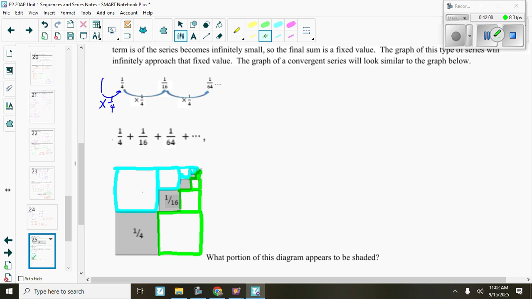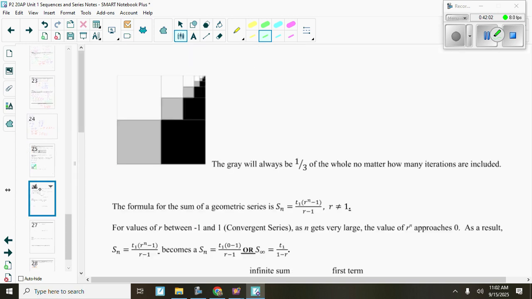So this particular one, and I think it continues on this page here, they did white, gray, and black. This particular series, where we keep going down by a quarter, a quarter, a quarter, is always going to be a third of the whole, no matter how many iterations you take. If you were to use your calculator and just multiply by 0.25, 0.25, 0.25, 0.25, eventually your number would get closer and closer to 1/3. It would converge on a fixed value.